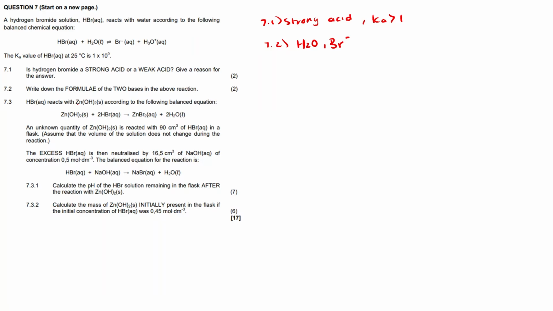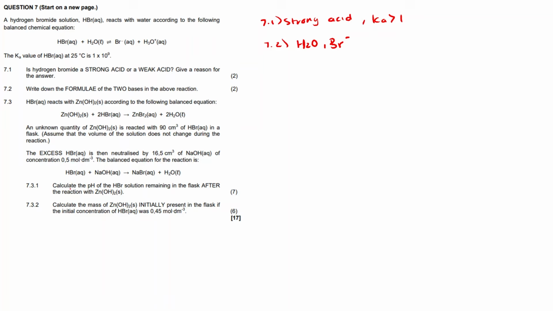Hydrogen bromide reacts with zinc hydroxide, I think, according to the following balanced equation. I think this is zinc hydroxide, that could be wrong, but this is the formula. The unknown quantity of zinc hydroxide is reacted with 90 centimeters cubed of hydrogen bromide in a flask. Assume that the volume of the solution does not change during the reaction. The excess hydrogen bromide is then neutralized by 16.5 centimeters cubed of sodium hydroxide of concentration 0.5 moles per decimeter cubed. The balanced equation for this reaction is this equation.